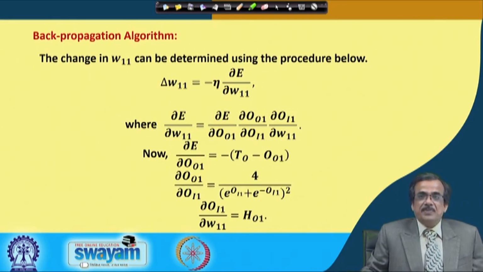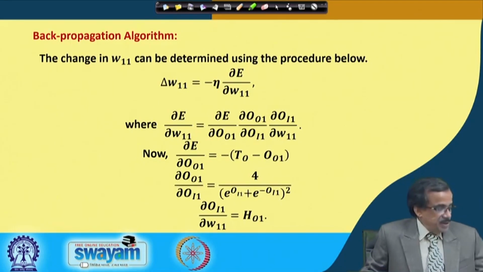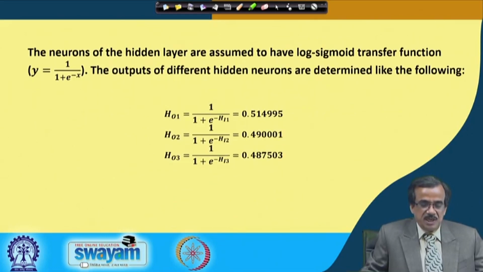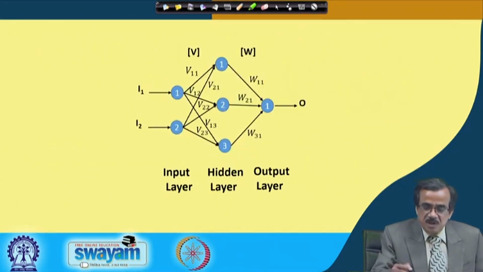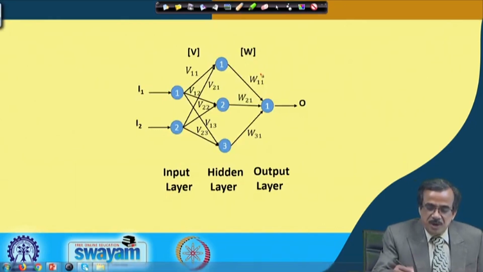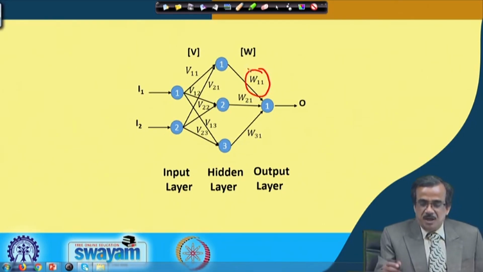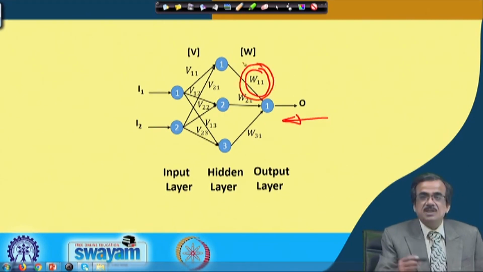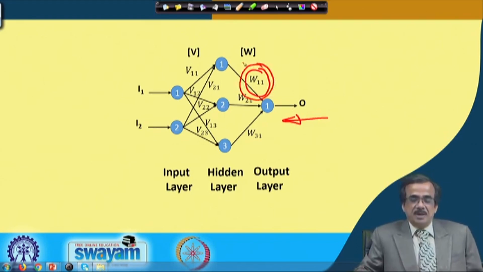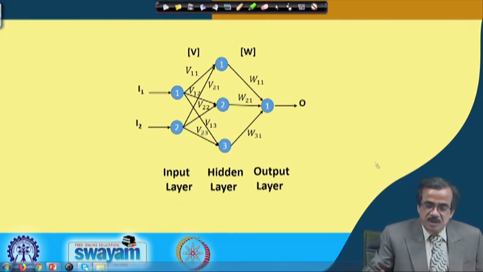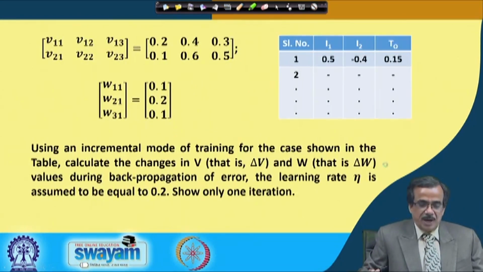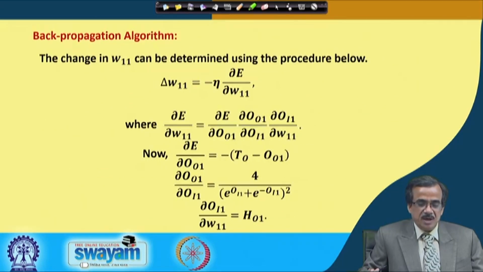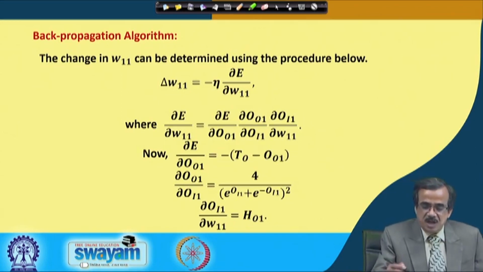Now, let us see how to update. So, this particular connecting weight, that is W11. This W11 is this particular thing. I am going to update it, so I am propagating this error back and updating this connecting weight. Now, let us see how to update these connecting weights. To update the connecting weights, we are using the back propagation algorithm, or the delta rule.